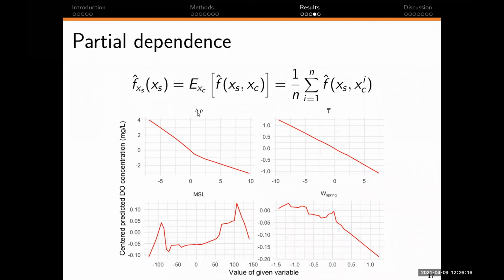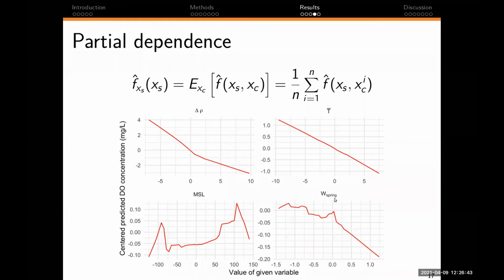So if we do that with the density stratification, you can see that as the fixed value of stratification is increased, the stratification becomes stronger, the water column becomes more stable, and there's less mixing. We see that the model does predict less dissolved oxygen, pretty significantly less. Same thing for the mean temperature. As we increase the mean temperature that goes into the model, the predicted dissolved oxygen decreases.